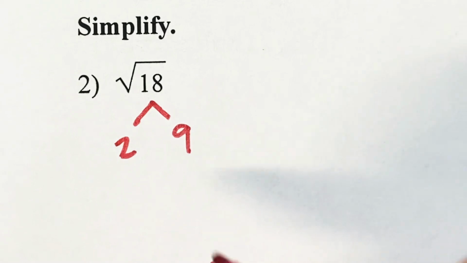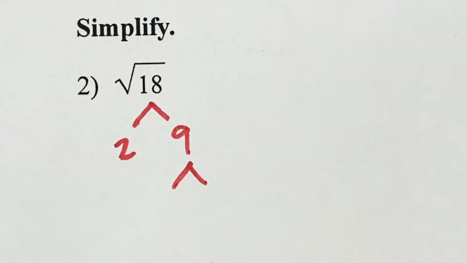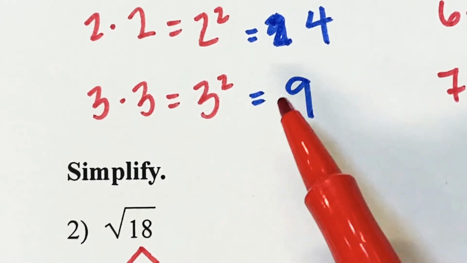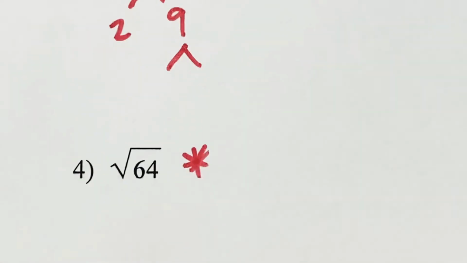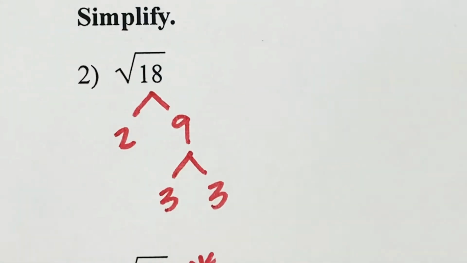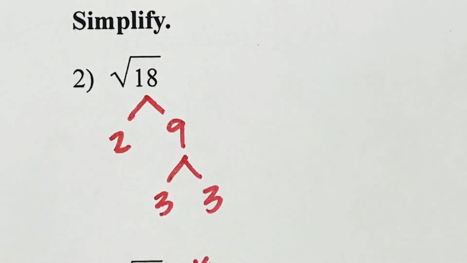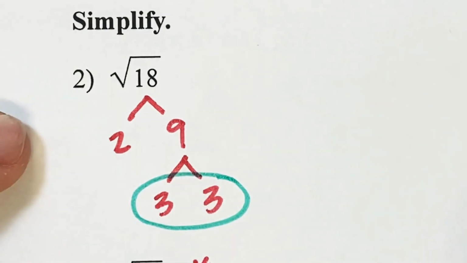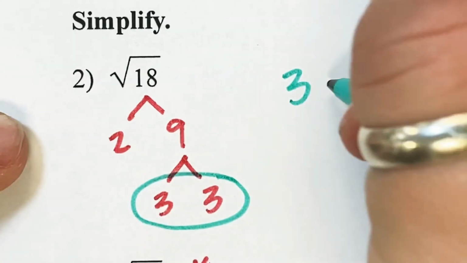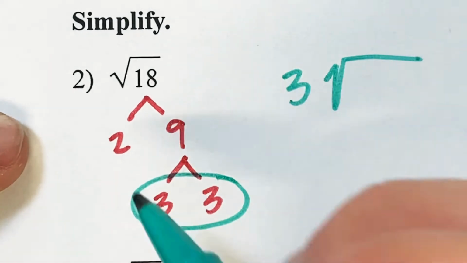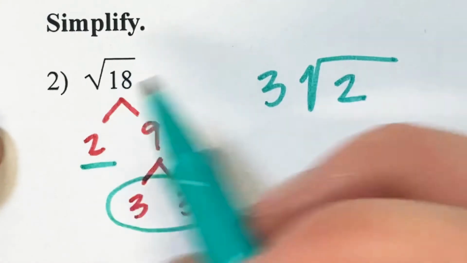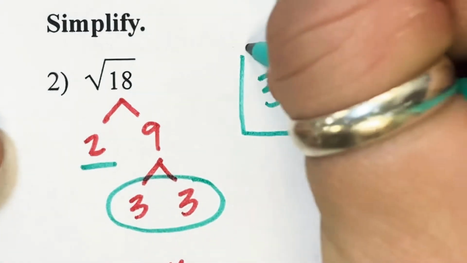Okay, I can't break 2 down anymore, but I can break 9 down, and I love 9 because 9 is one of these numbers in blue. If it's one of these numbers in blue, we know it automatically gives us a pair, right? So 9 can be broken down to 3 and 3. Okay, so once I have my pair of numbers, it's completely broken down, so I know that those 3's can pair up. They create one couple that got to leave the radical and go on a date. This 2 is the only one that's left, so our answer is 3 root 2.